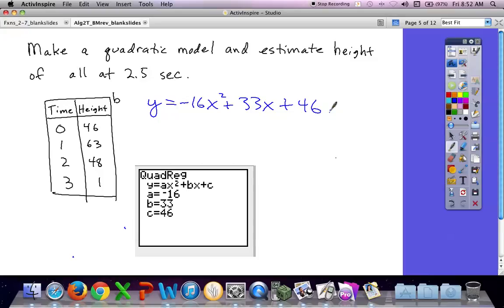All right, now, how would we estimate the height of the ball at 2.5 seconds, which is not in this list? Plug it in for x, right? So what are we going to get? We put in a 2.5 here. Here's the 2.5. It goes here and here.